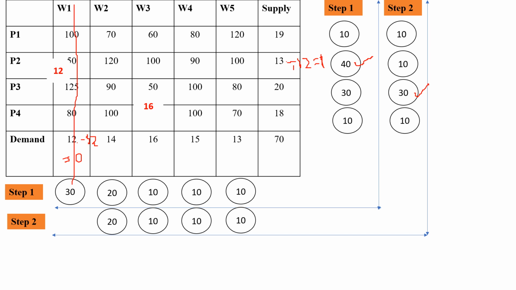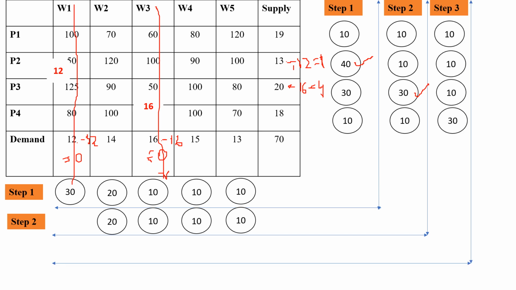And after allocating the 16, you do some preliminary work. Preliminary work means you subtract 16 here and you find 0. And similarly here also, 20 minus 16, equal to 4. Once the W3 part is over, delete it because all the demand has been fulfilled. Then you go for the next step, that is step number 3.